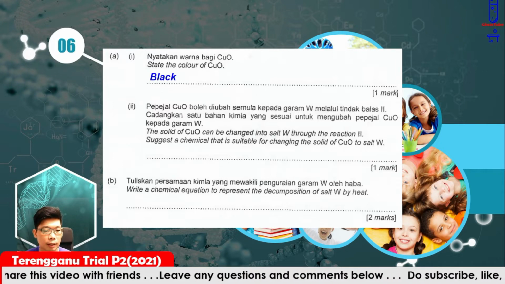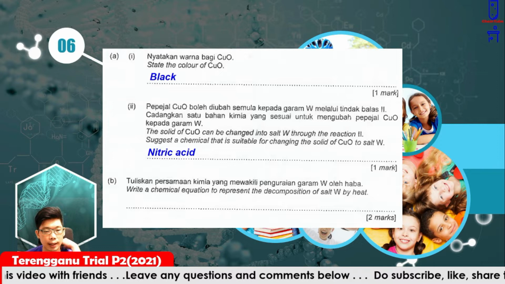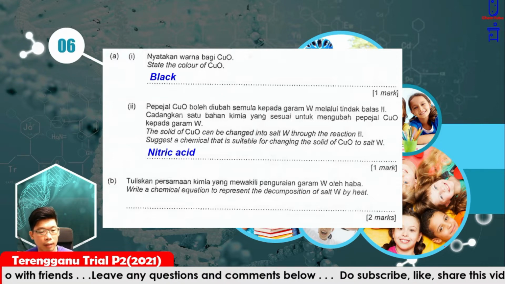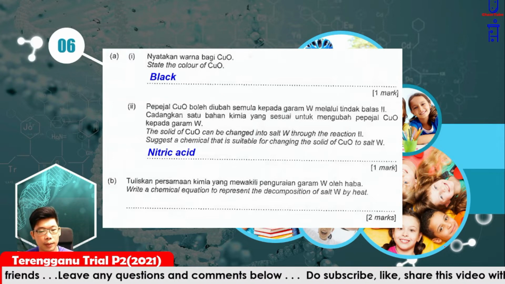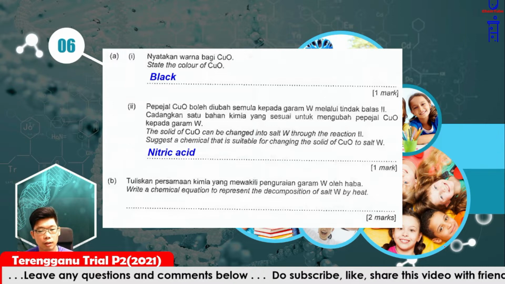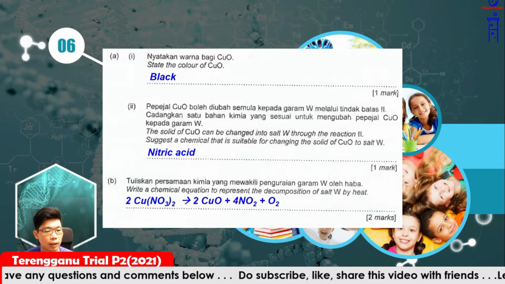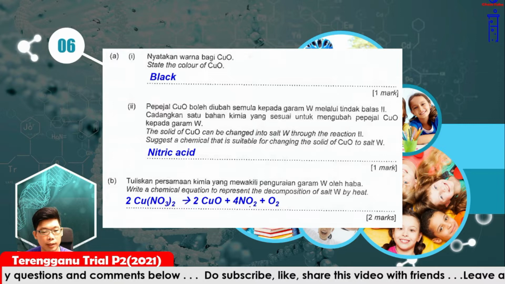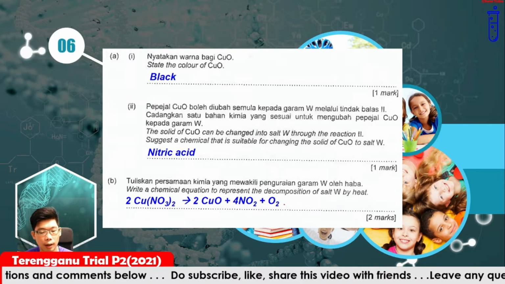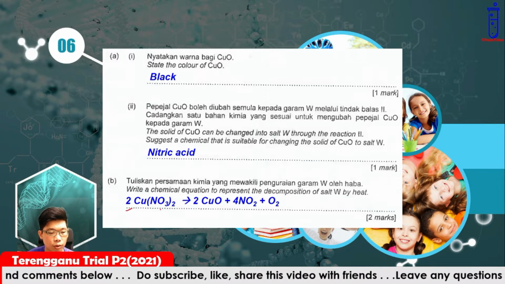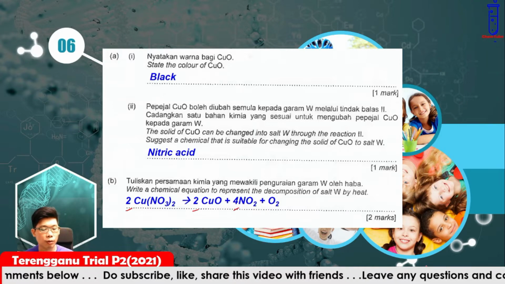Just now we discussed already. It's nitric acid. Write the chemical equation to represent the decomposition of salt W by the heat. So copper 2 nitrate produces copper 2 oxide, nitrogen dioxide, and oxygen gas. So 2, 2, 4. Okay, 2, 2, 4.